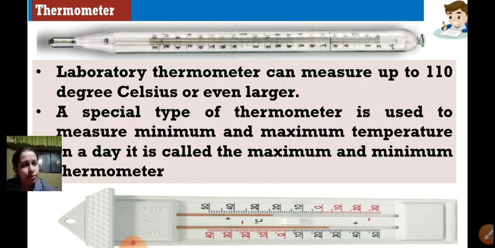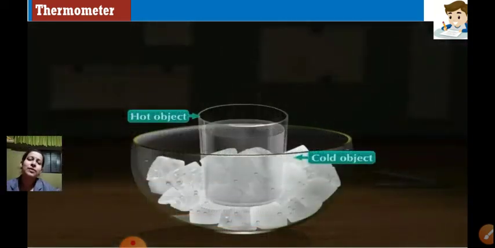So the thermometer which records the minimum as well as maximum temperature within a day is also called the maximum and minimum thermometer. Nowadays, even on the mobile you are getting the range, what will be the minimum temperature, that means the colder temperature, and what will be the highest maximum temperature within a day. That type of thermometer is called the maximum and minimum thermometer. So remember this. Now this is regarding the thermometers. Fine. So now let's see, when a hot object is immersed in a cold object, what can happen.